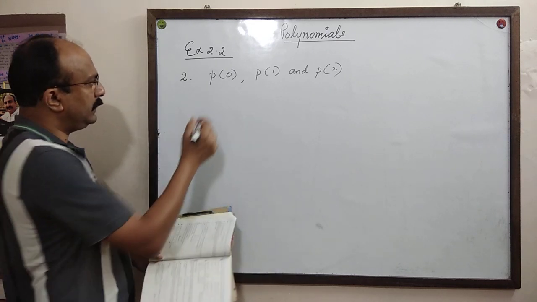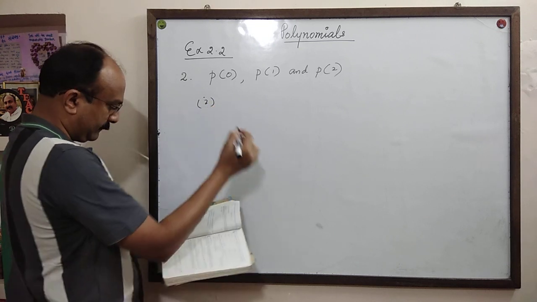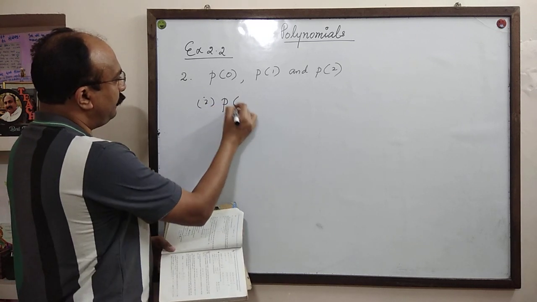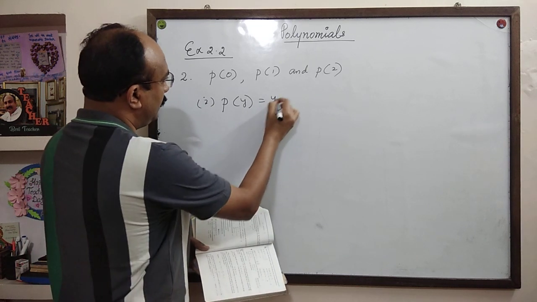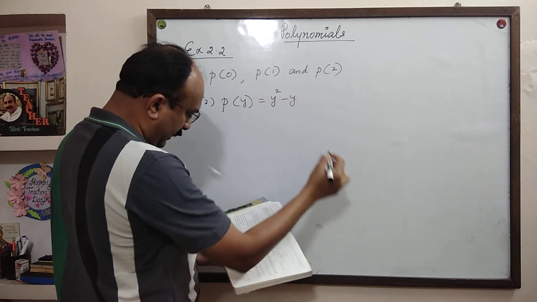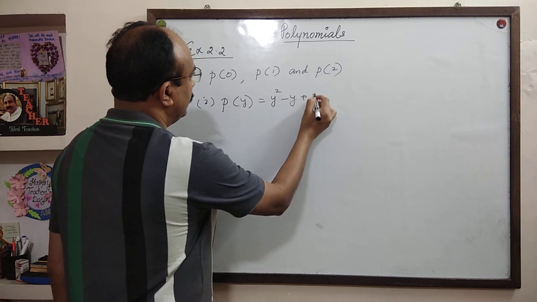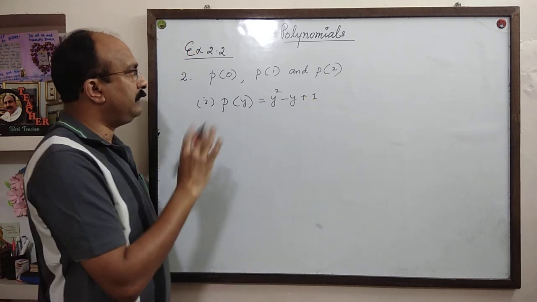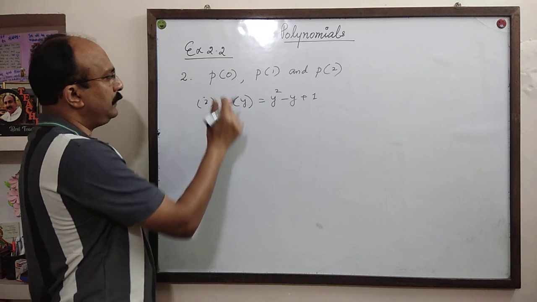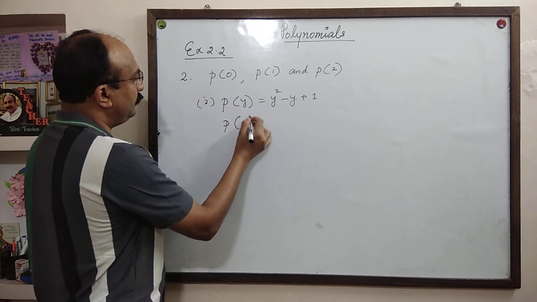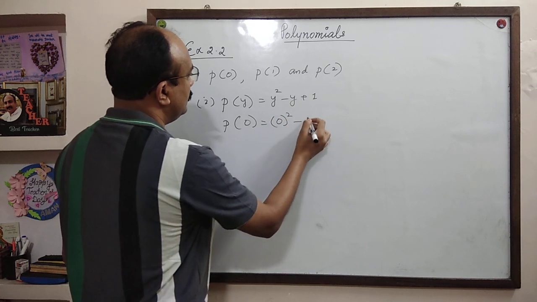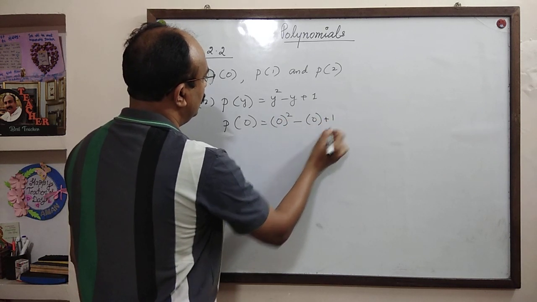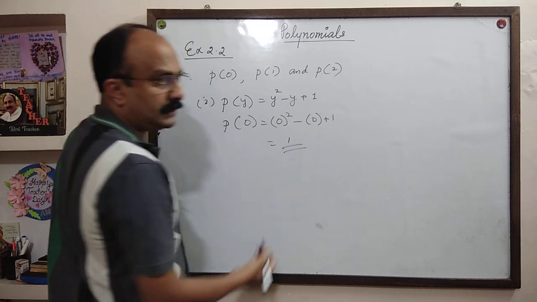And the first polynomial is p of y is equal to y square minus y plus 1. This is just like our previous question. Now find p of 0. p of 0 means wherever there is y, you put 0. So 0 square minus 0 plus 1 is equal to 1. Answer.